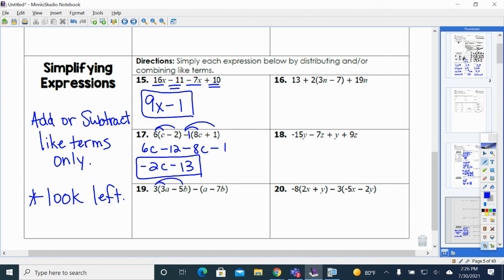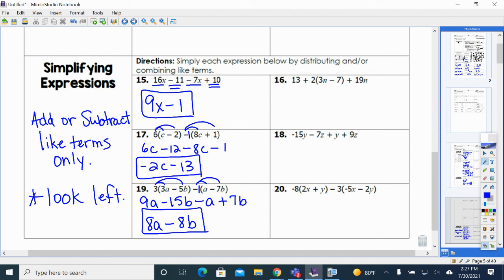Same thing is going to happen on number 19. I'm going to distribute the 3 through the parentheses that it's attached to and that negative 1 through the parentheses that it's attached to. 3 times 3a is 9a. 3 times negative 5b is negative 15b. Negative 1 times a is a negative a. Negative 1 times negative 7b is a positive 7b. And then I'm going to combine my like terms. 9a minus a is an 8a. Negative 15b plus 7b is a negative 8b. So your answer on this one is 8a minus 8b.